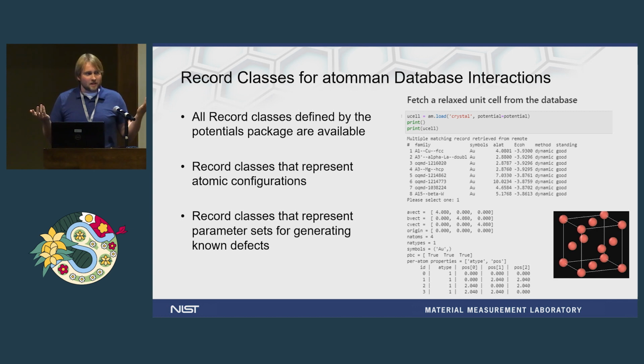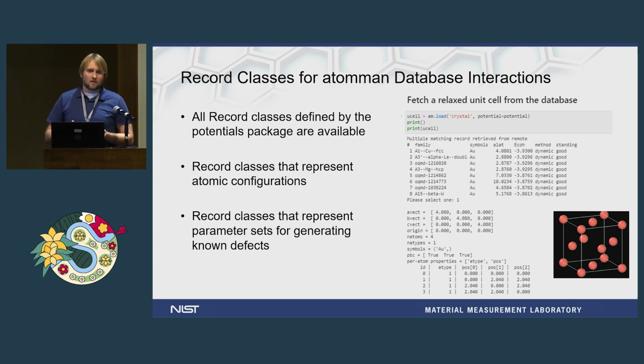Since this is talking about the database API stuff, where does Atoman fit into this? Well, the Yabba Dabba record stuff is entirely modular, and so Atoman inherits all of the record classes that were defined by the potentials package. So if you want to use both the structure and the potentials, you can use AtomMan, and it already gives you all the access to all the stuff that was in potentials.